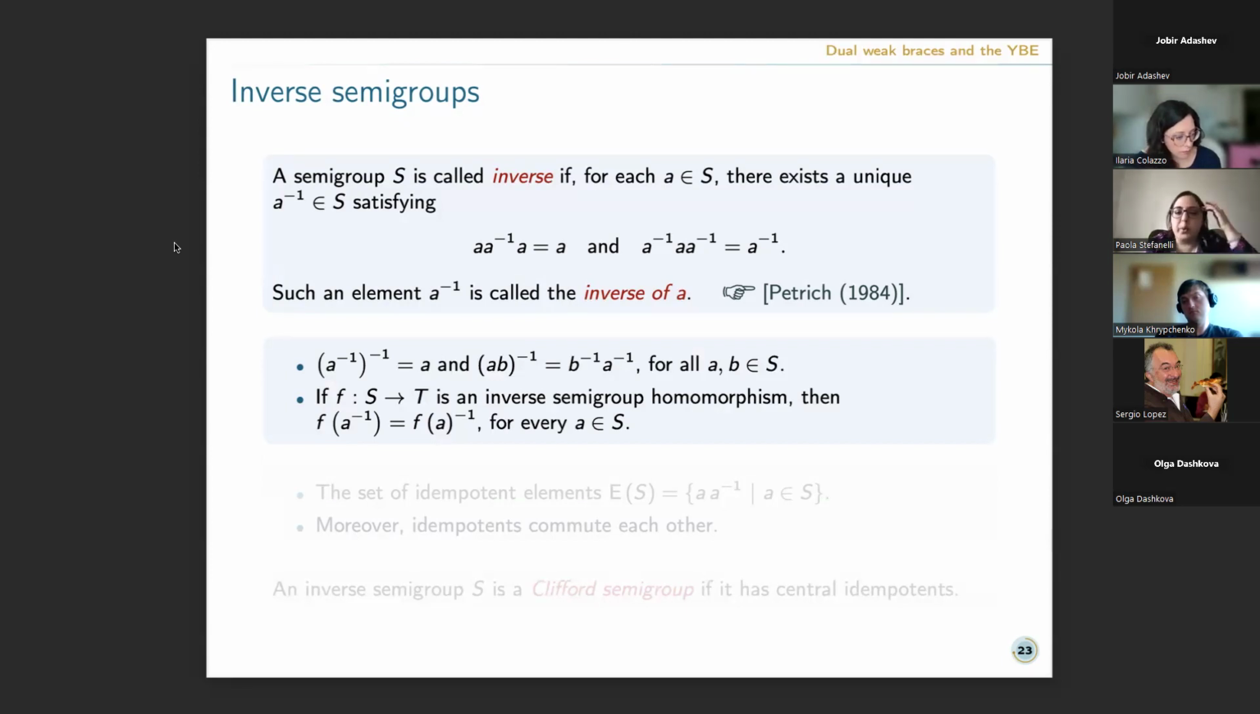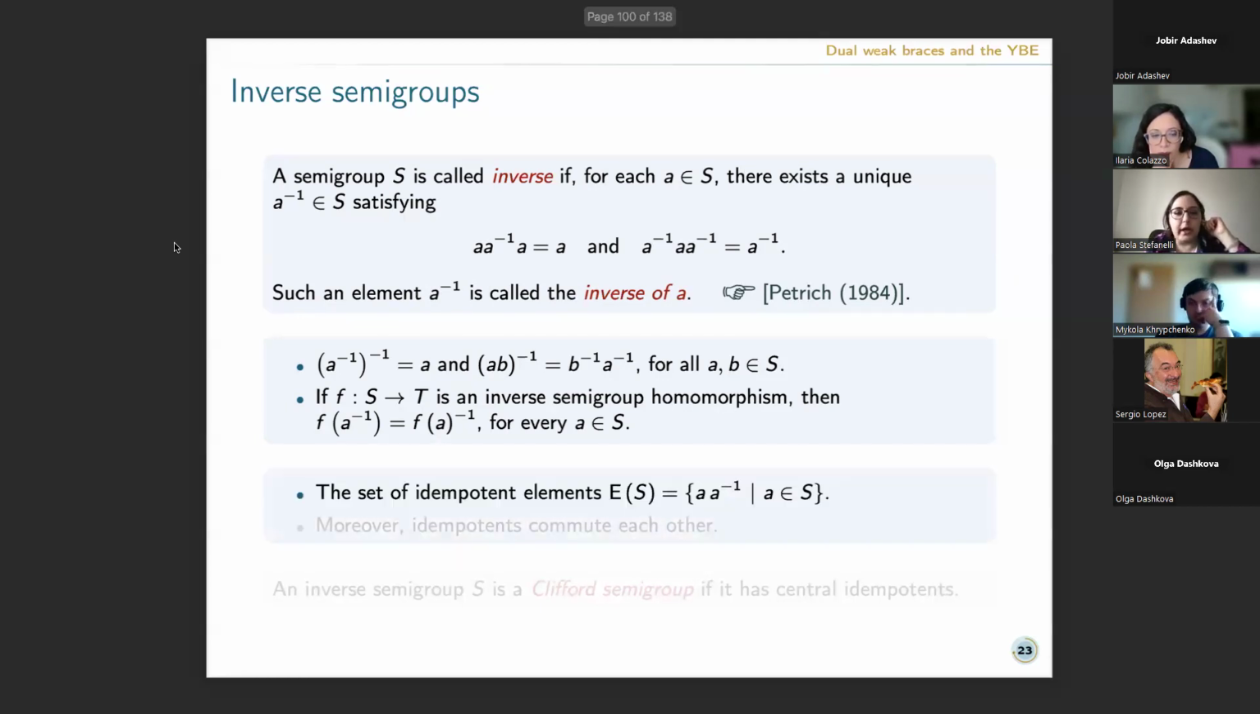It's clear that any group is an inverse semigroup, and one can show that the inverse of any element A satisfies properties that are well known in groups. For instance, the inverse A to the minus of A to the minus is the element A itself. If we compute the inverse of the product AB, this is equal to B to the minus A to the minus. If we have a homomorphism between two inverse semigroups, the image Fa to the minus is the inverse of Fa.